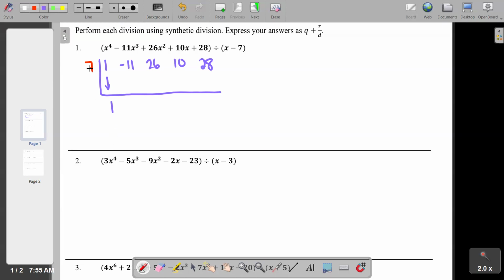That's the key. So 7 times 1 is 7. Negative 11 plus 7 is negative 4. 7 times negative 4 is negative 28. Add those, negative 2. Multiply those, negative 14. Add those, negative 4. Multiply those, negative 28. And this one happens to have no remainder, which at the end of the day isn't that big of a deal in the context of what we're doing. It just means we have a little bit less writing to do for our answer.